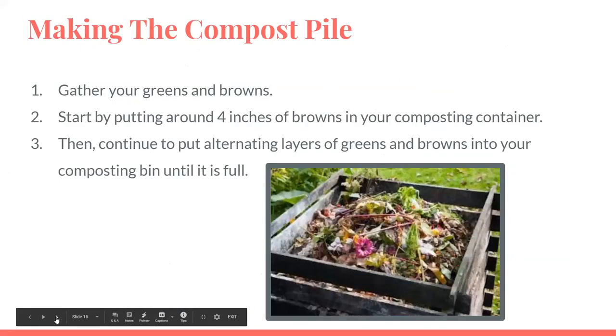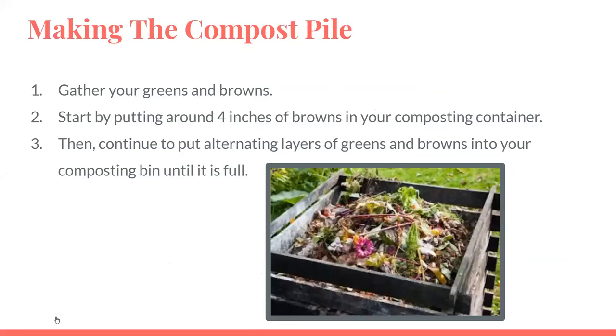When you start making the compost pile, you first want to gather all your materials. Shriram already mentioned the materials you need, your greens and browns. First, you want to put a 4-inch layer of browns at the bottom of your composting container. Then you have to put alternating layers of greens and browns into your composting bin until it's full.